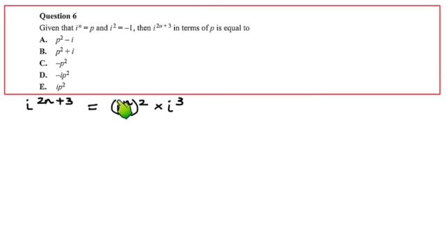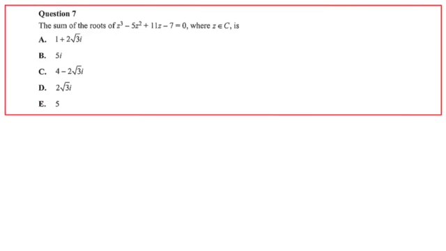So i to the 2n plus 3 would be i to the 2n times i to the 3, wouldn't it? And i to the 2n, of course, is i to the n squared, and we know that i to the n is p, so that's going to be p squared times minus i, won't it? Which of course will be minus i p squared, and that is option D for you and me.